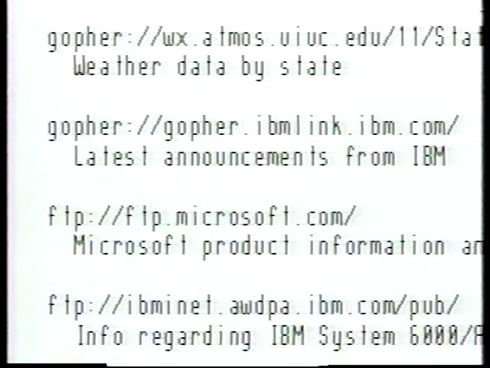This tells us that the address is a Gopher site. More about that in a moment. The middle section between the slashes is the address of the computer where these files are physically stored. WX is an abbreviation for weather, and ATMOS probably means atmosphere.